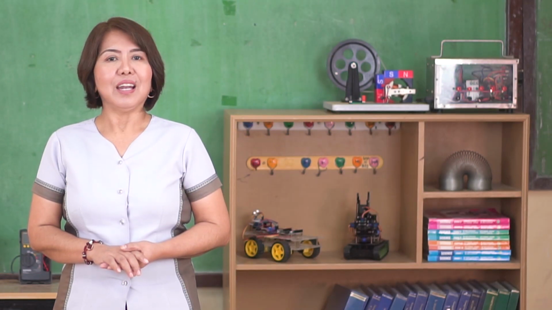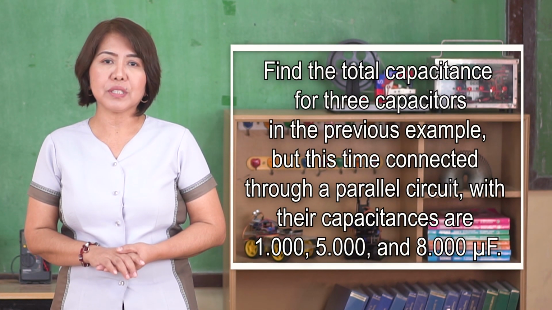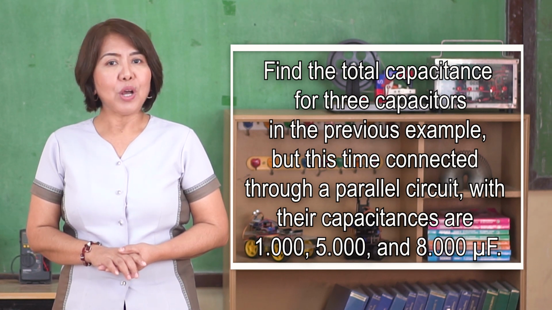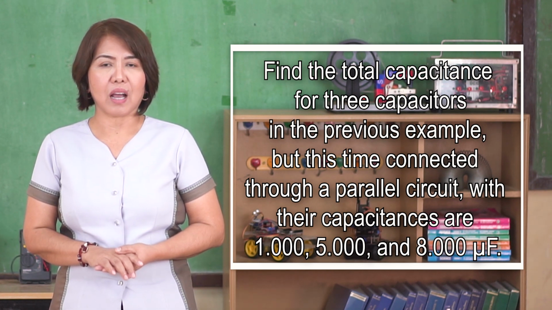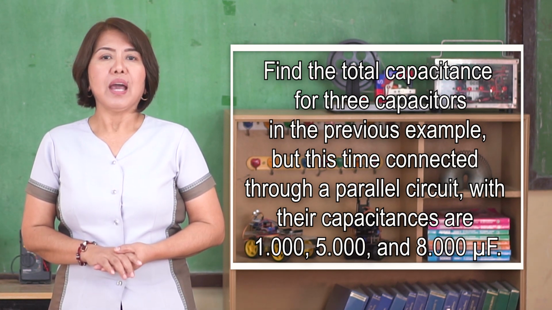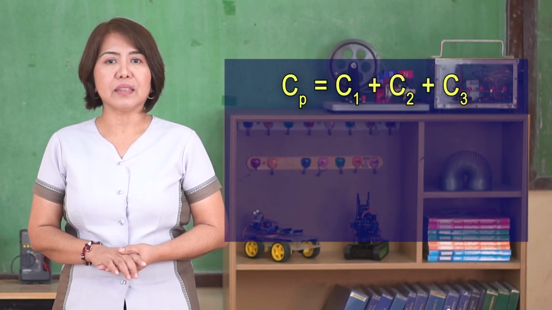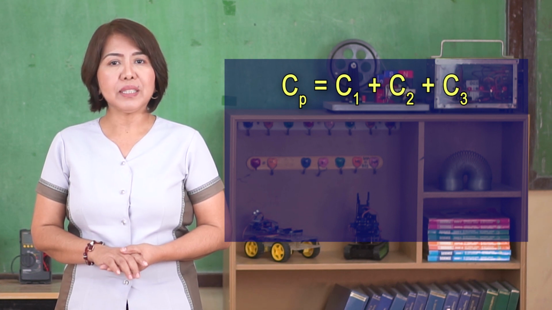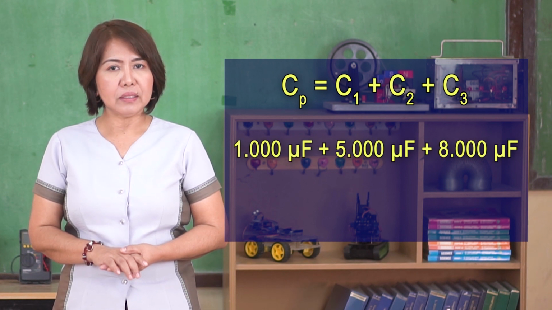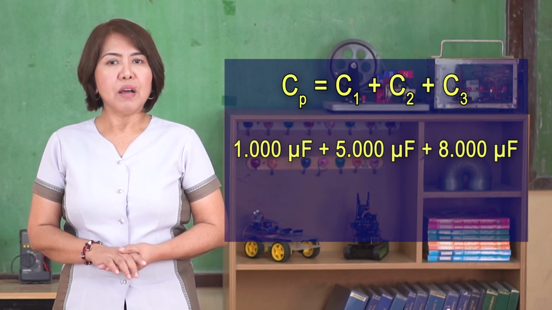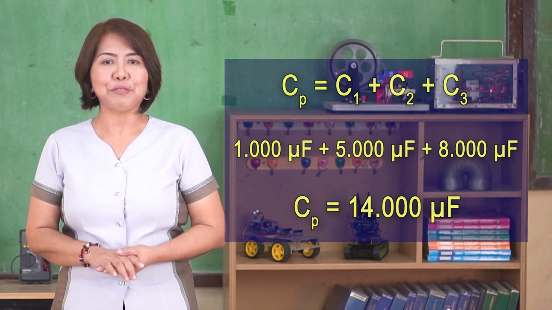Let's try this. Let's find the total capacitance for the 3 capacitors in the previous example, but this time connected through a parallel circuit, with capacitances of 1, 5, and 8 microfarad. The total capacitance in this parallel connection would be the sum of the individual capacitances, 1 microfarad plus 5 microfarad plus 8 microfarad, which is equal to 14 microfarad.